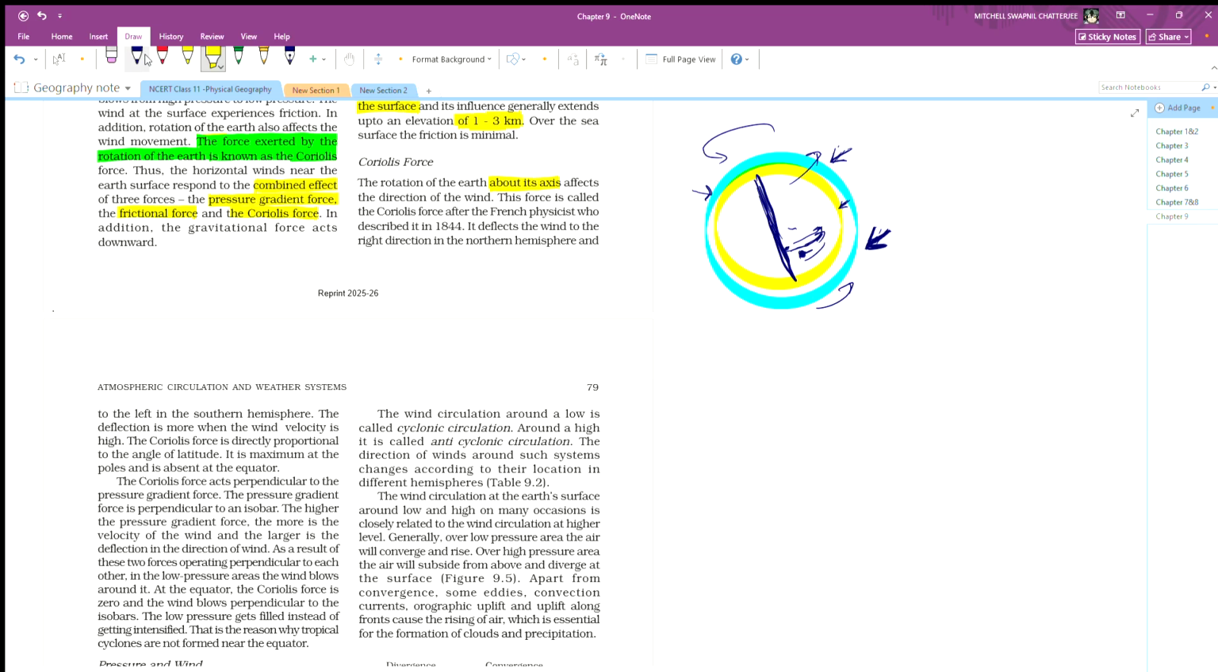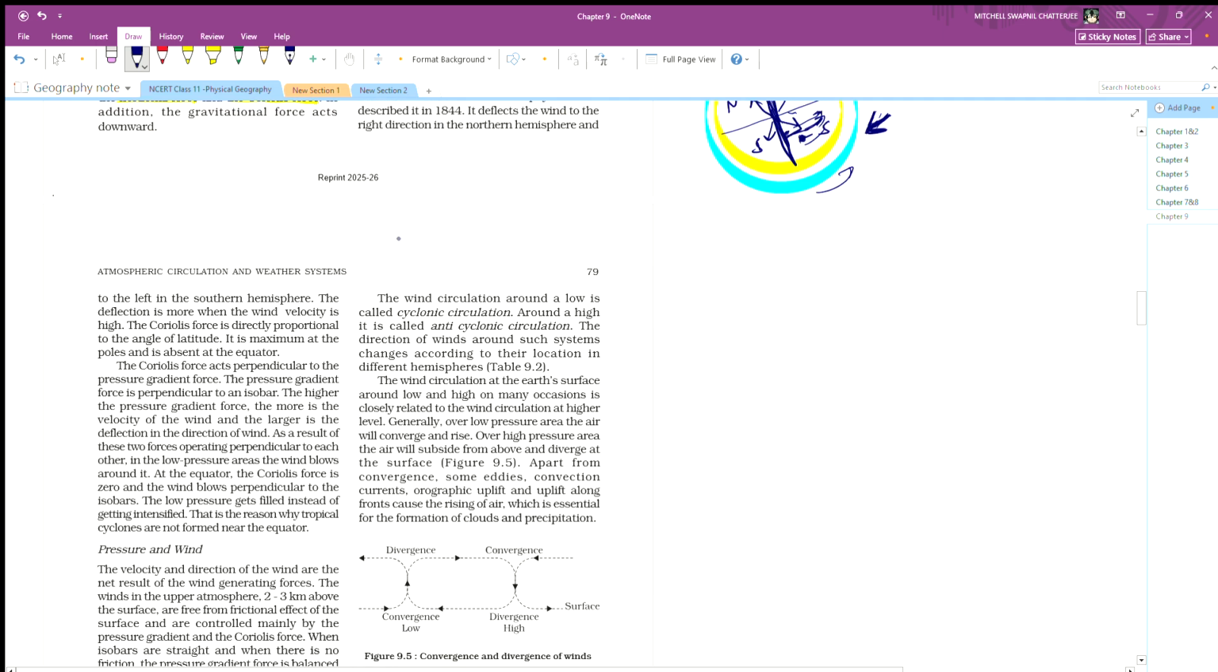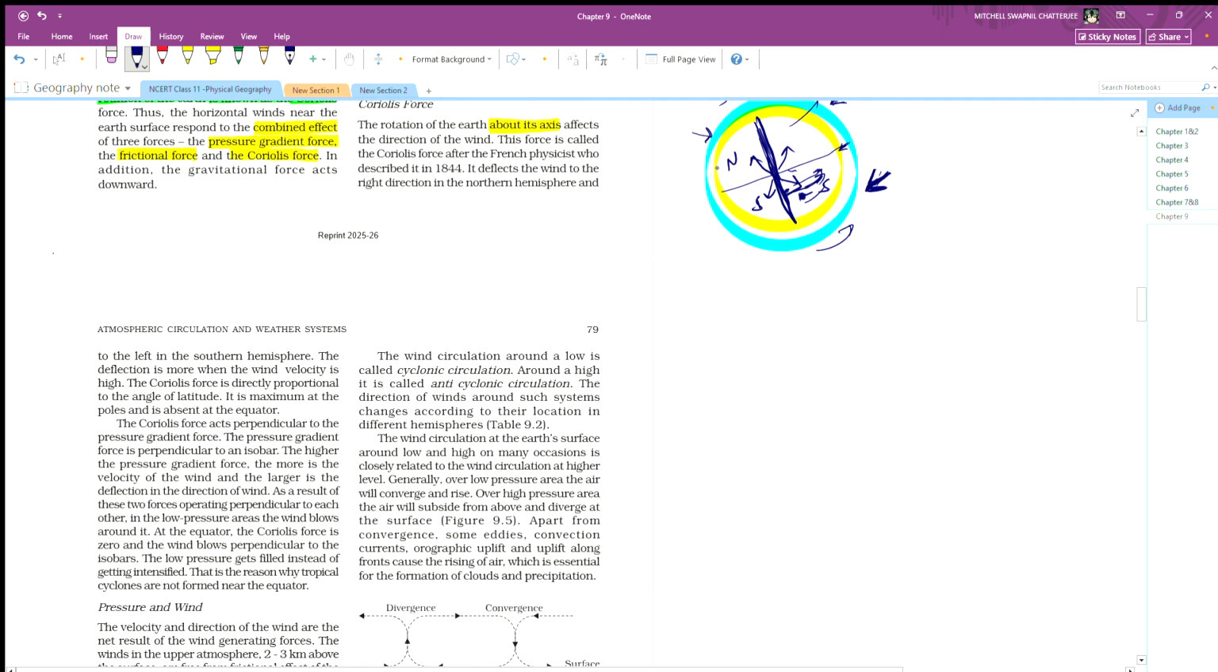So due to this force, so this is the axis, this divided. This is our southern hemisphere. This is our northern hemisphere. So due to this force, the air is pushed to the northern hemisphere, and it is also pushed towards the southern hemisphere. Not pushed, like it is deflected.